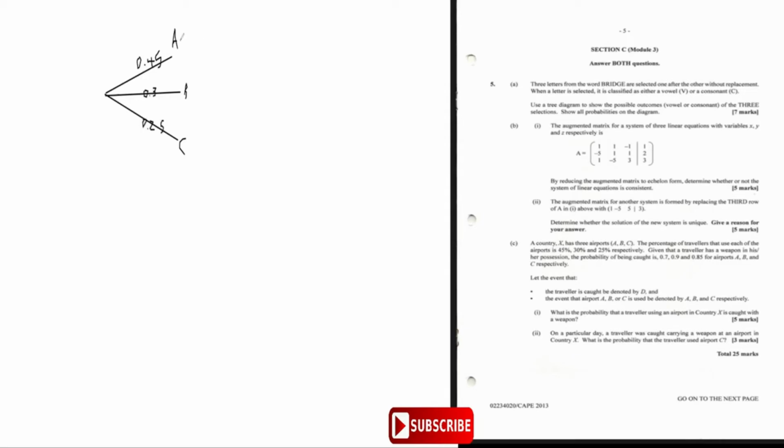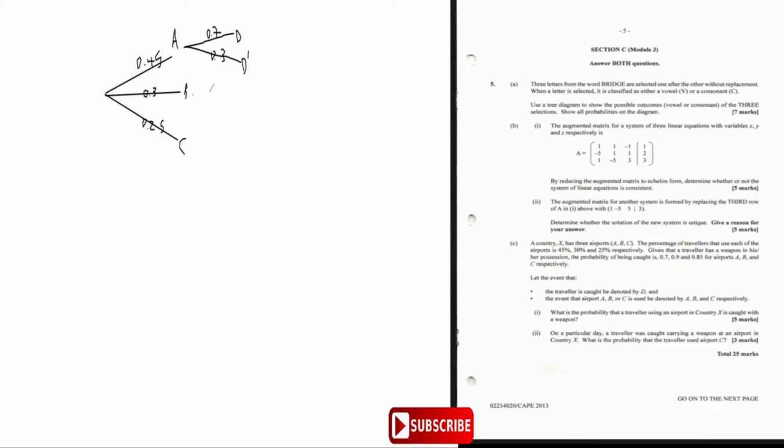All right. Now, if you go with airport A, it says the chance of you getting caught at airport A is 0.7. So I'm going to use D for getting caught, and D prime means not caught. So the chance of you getting caught at airport A with a weapon is 0.7. So the chance of you not getting caught at airport A is 0.3.